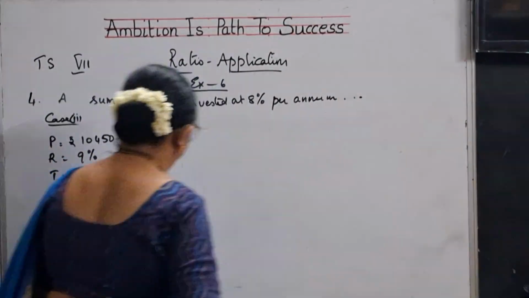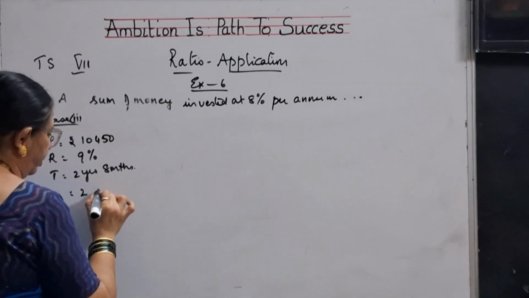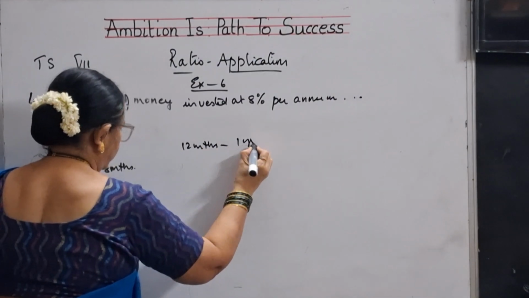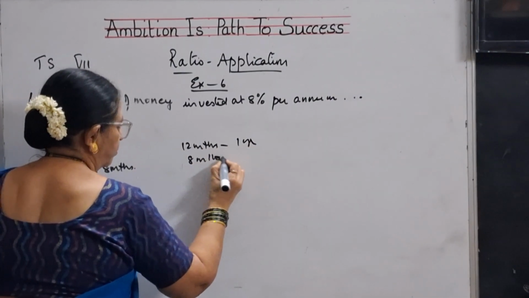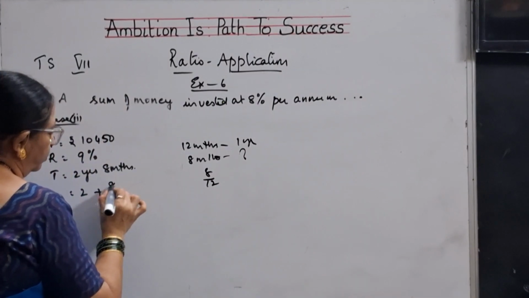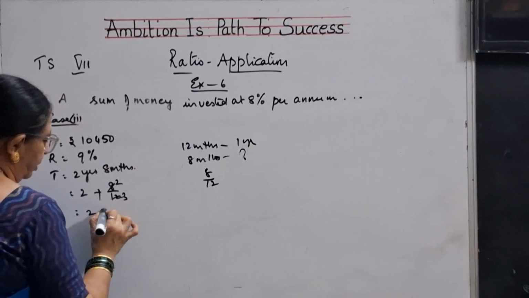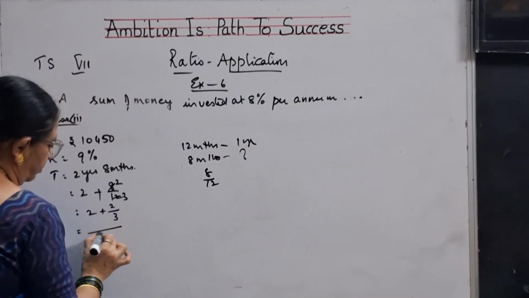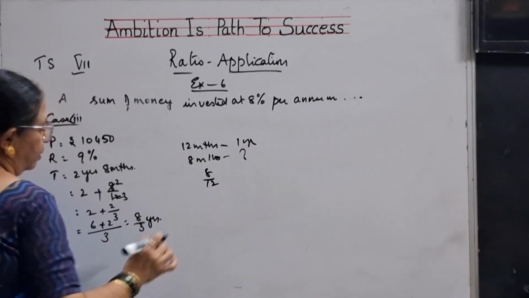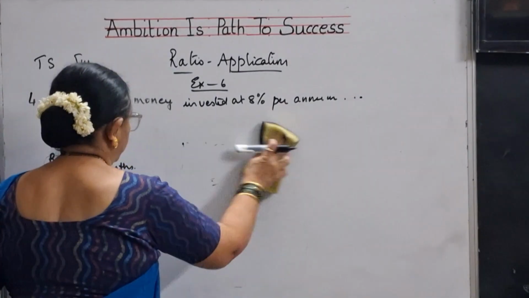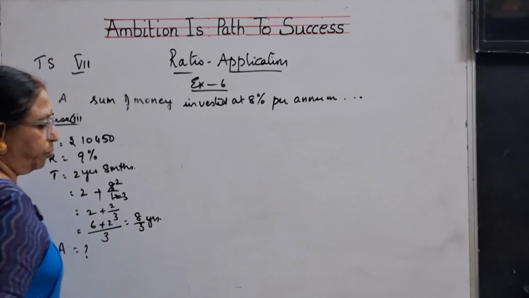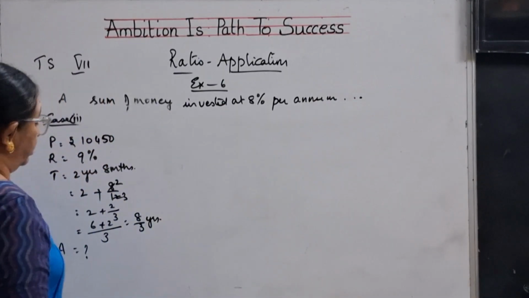So time is 2 years 8 months means 2 plus, I told you, 12 months make 1 year. 8 months make how many years? 8 by 12. So plus 8 by 12, that is 2 by 3. LCM 3. 6 plus 2, that is 8 by 3 years. This is the time period that they have asked. Now they are asking actually what is the amount? How much is the amount?